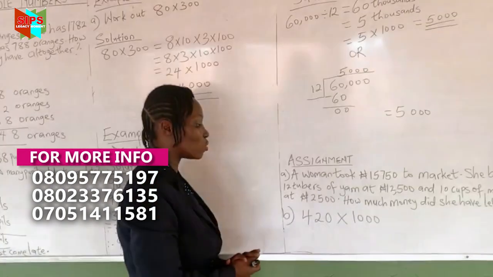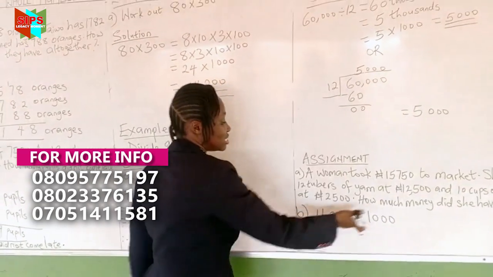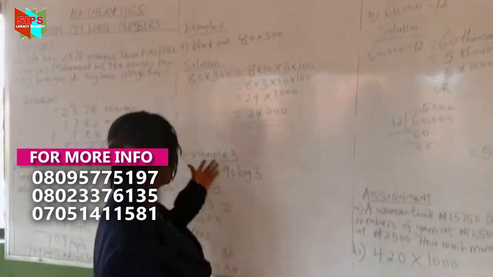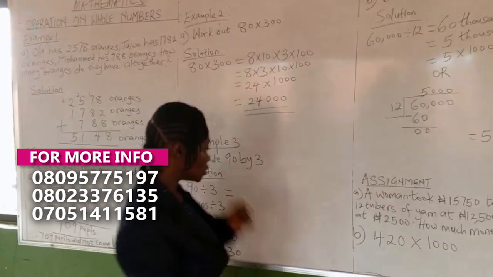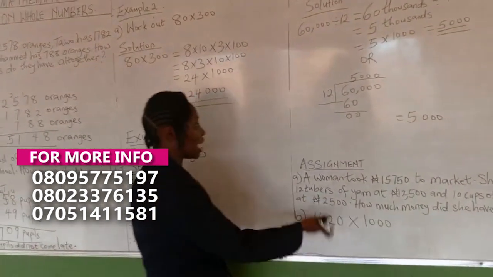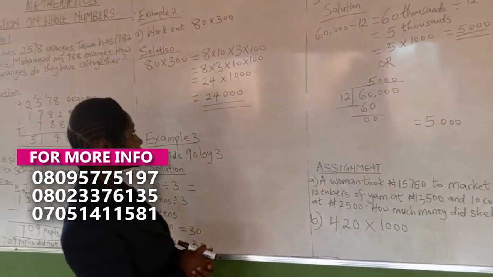Then the B, 420 multiplied by 1,000. This is 3 digits by 4 digits, just as we have. Okay, so you just multiply and get your answer.